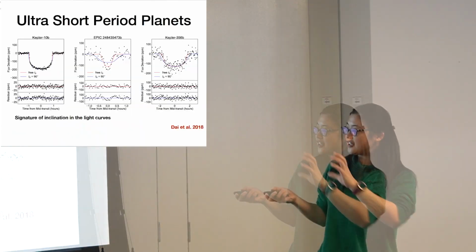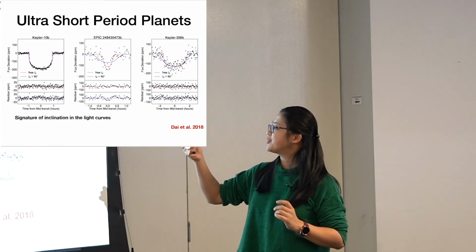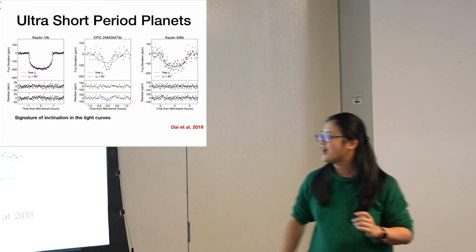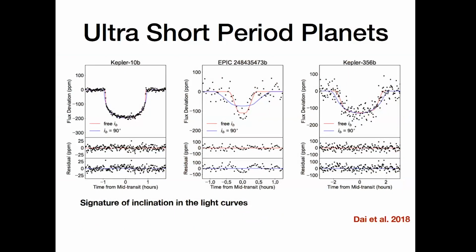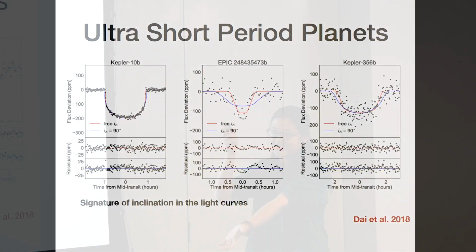So one interesting observational constraint on these ultra-short period planets is measuring the inclination of the planetary orbit. This can be obtained as the planet is transiting in front of the host star. If the planet is transiting near its equator, it can leave a transit light curve different from the case where it has higher inclination.